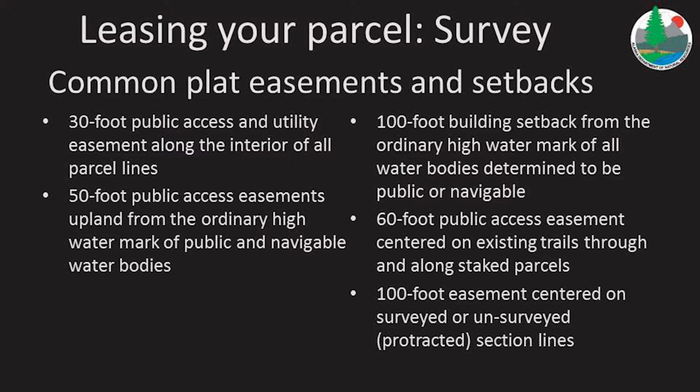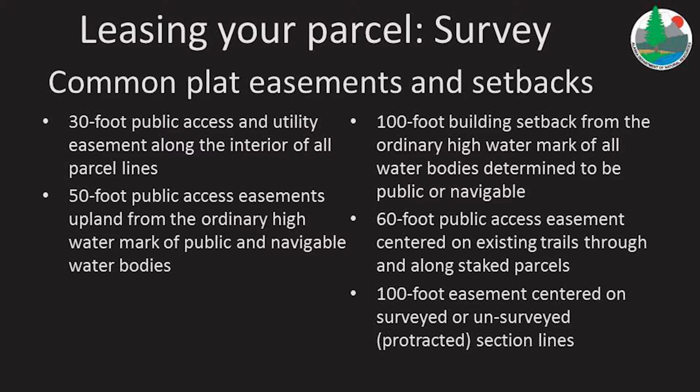In short, every parcel is going to have a 30-foot easement along all interior boundaries. You're going to have a 50-foot easement either side of section lines. There's a 100-foot building setback from any public or navigable water bodies. There's going to be a 60-foot easement along any trail that is active and in use at the time of staking.